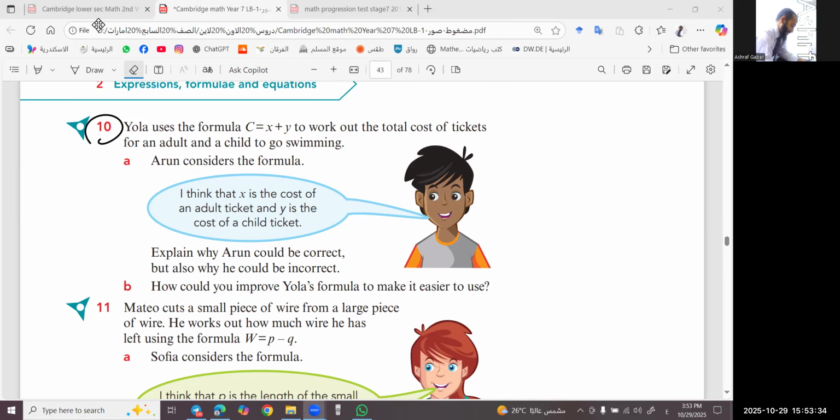This exercise, we read it. First, he tells me to use the formula C equals X plus Y to work out the total cost of tickets for an adult and a child to go swimming. So in this exercise it would be correct, because X is for adult and Y is for child. This is the total cost. Okay?